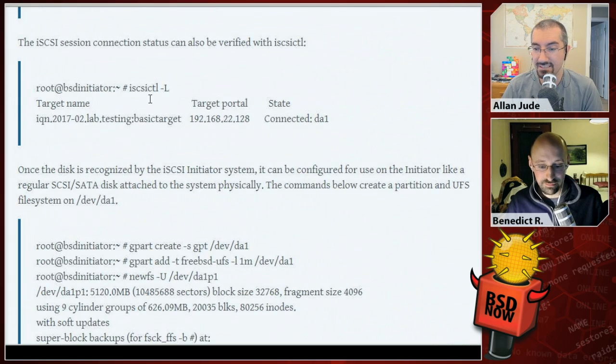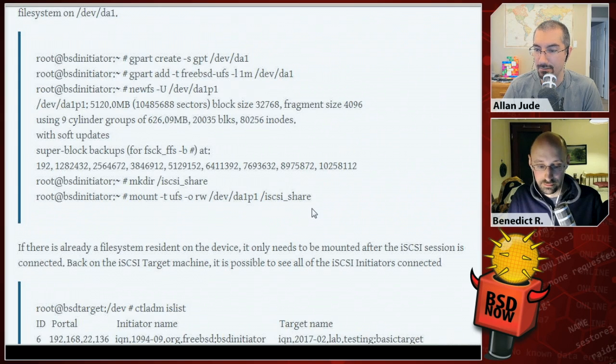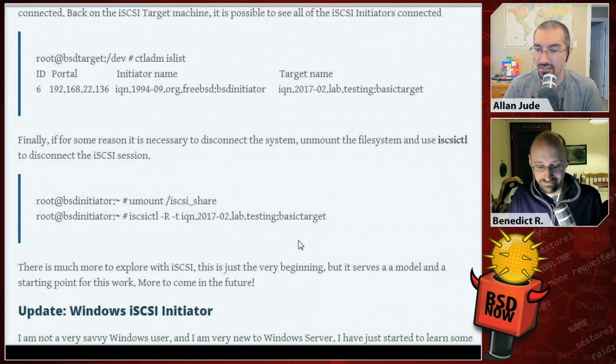And so then you can use iscsictl minus capital L to list the connections that are going. You can see what happens when you disconnect it and so on. But then they go through and they partition the disk, add a FreeBSD UFS partition, format the partition with UFS, make a mount directory, and then mount it. And now you have a /iscsi shared directory that's a UFS file system on the hard drive on a different machine. And you just use it, and it works. And it's great. And it also shows you how to unmount it and disconnect it for when you're finished.